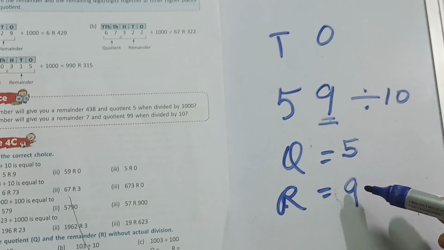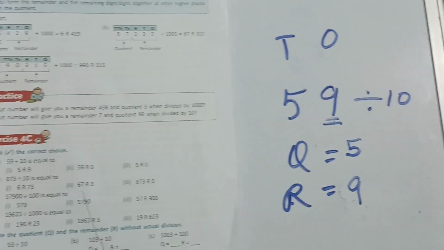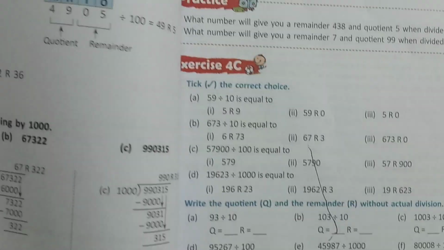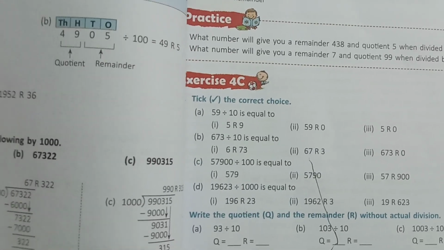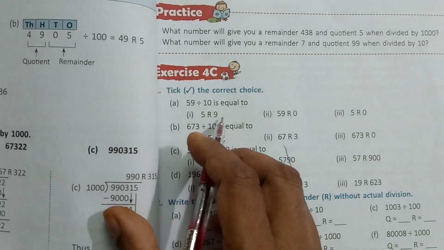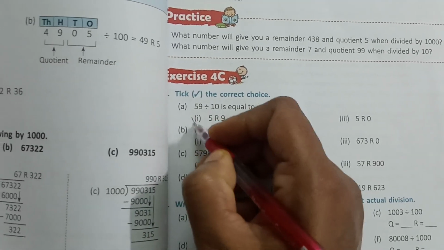Now you have to find the correct option, children. Look at here, which is the correct option, tell me. Yes, the correct option is the first one, that is, quotient is 5 and remainder is 9. So tick it here.